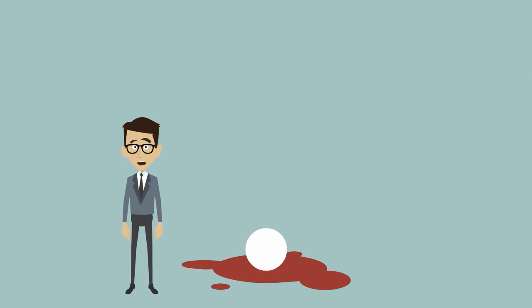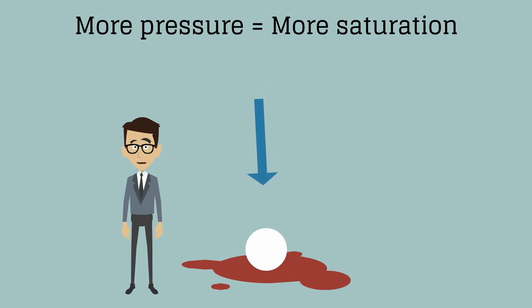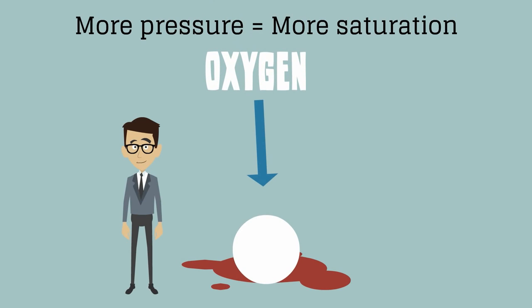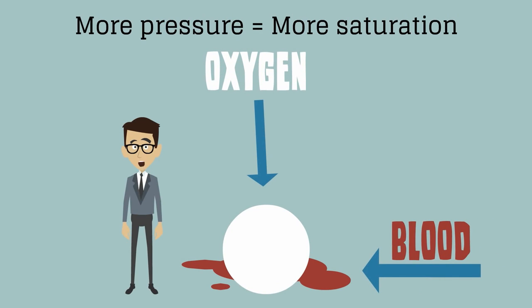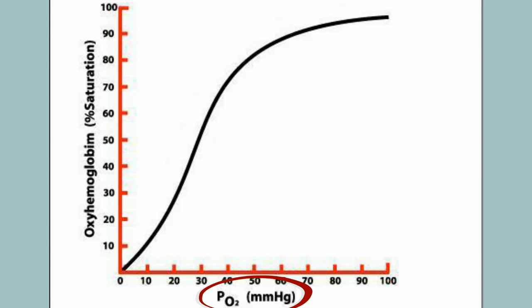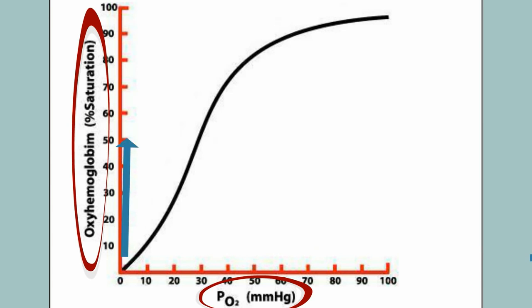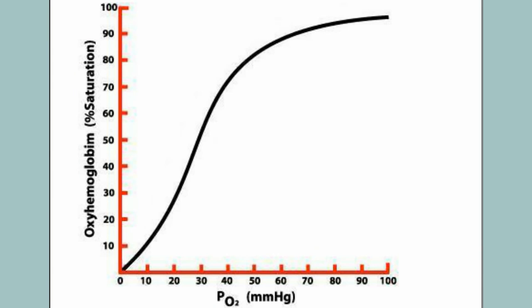First, the curve reveals that as you apply more pressure in oxygen, it will saturate or occupy a greater percentage of blood. We see that here. More pressure equals more saturation. You can even make some predictions.